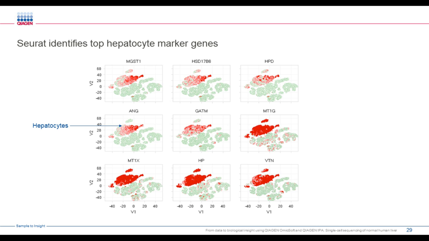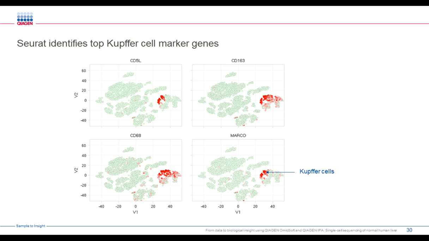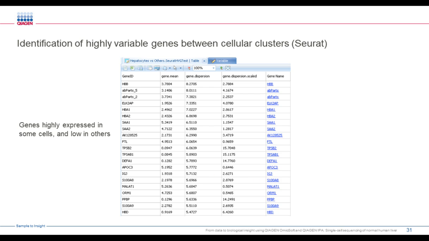SERAT, I told you, identifies top hepatocyte marker genes. And here I selected 9 of them, and this is the group of hepatocytes which is highlighted here, the top right. Many of you will recognize these genes, HP, VTN, and many others. You can do that as well for the Kupffer cells, for example. These are the 4 markers that have been identified in the paper. Clearly, we match exactly what the paper is saying. That is using SERAT.